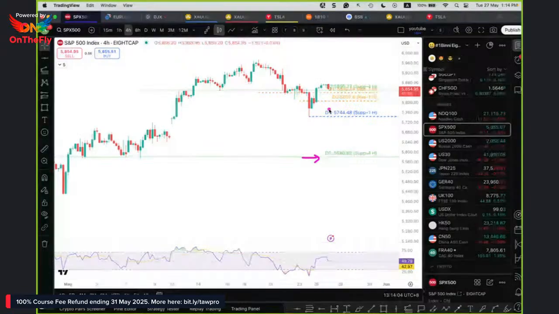At the same time, we see that price at this moment is above the orange line, above the support level. If it stays above the orange line, and even if it goes back up, I think we're going to have another round of a bullish movement for the index. So let's not be too bearish on the index.